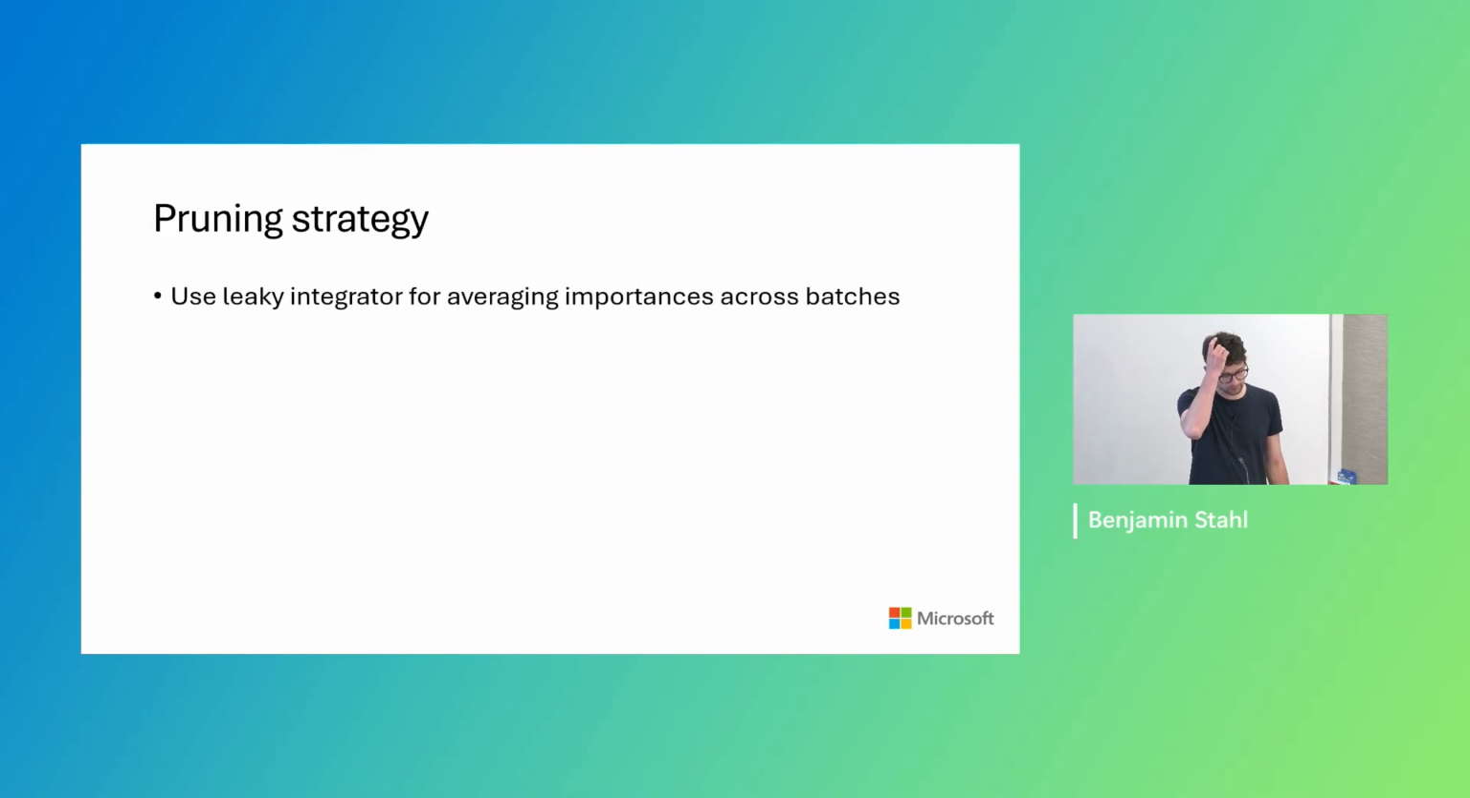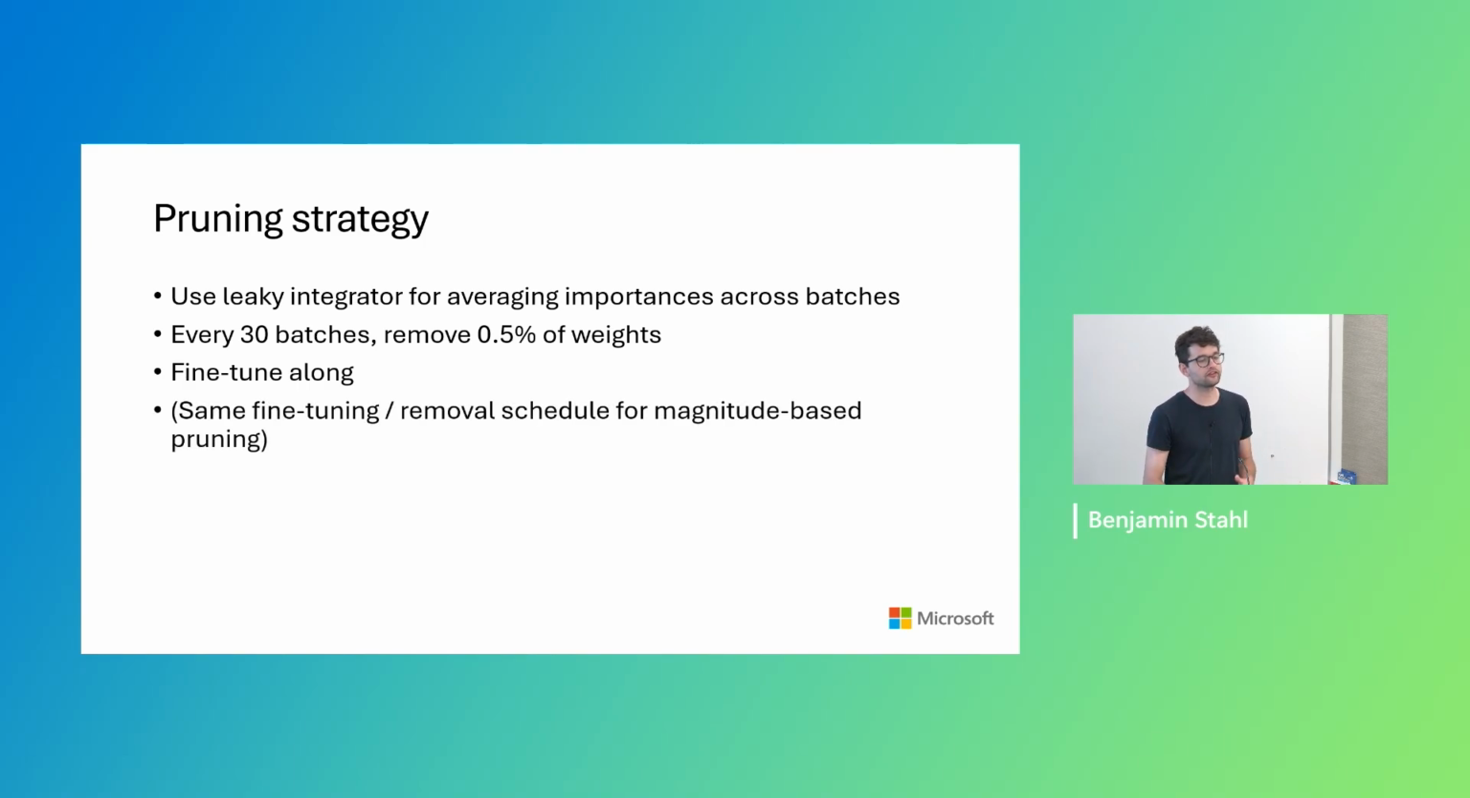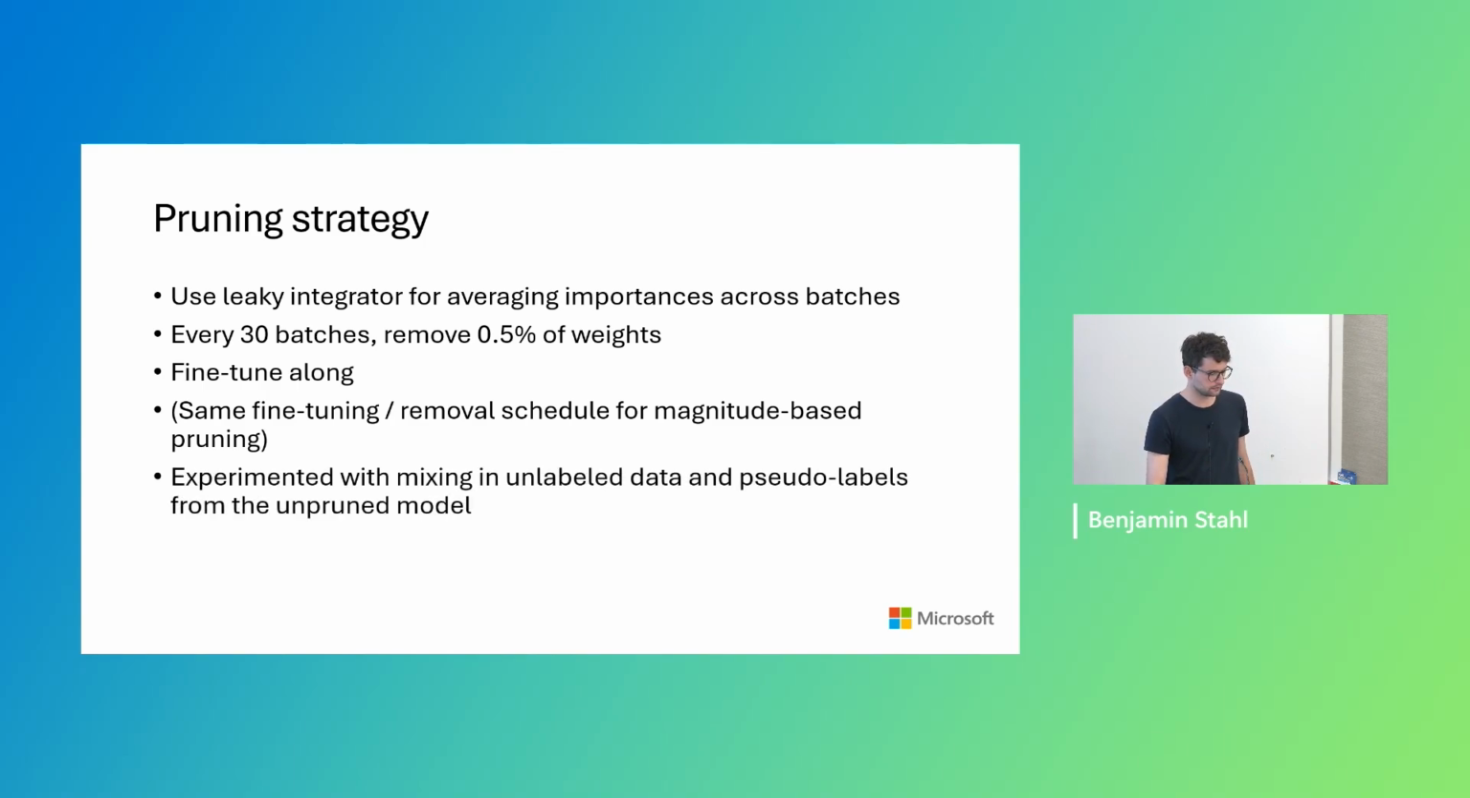So the strategy for pruning was use a leaky integrator for averaging the importances across batches. Then every 30 batches, I remove 0.5% of the weights and fine-tune along with the pruning process. And the same fine-tuning and removal schedule was also used for the magnitude-based pruning. I also experimented with mixing in unlabeled data and pseudo-labels from the unpruned model with pruning.